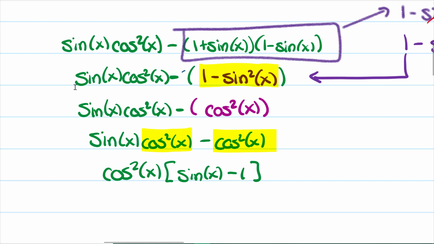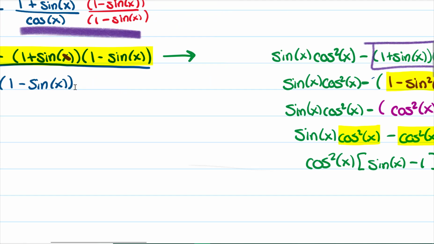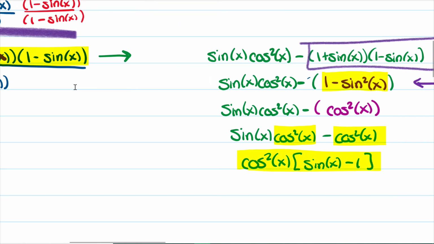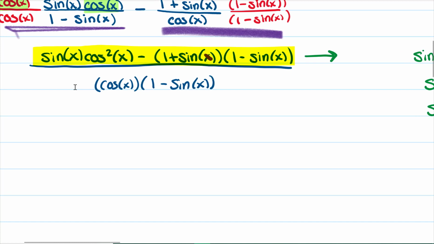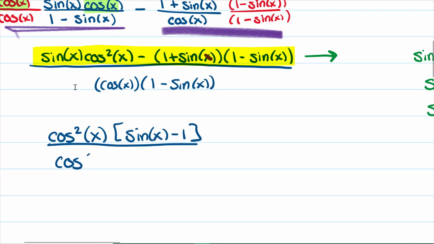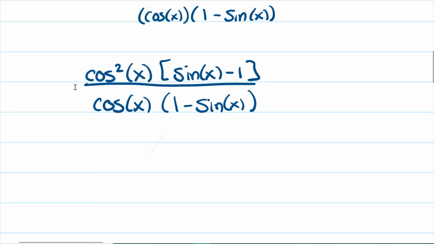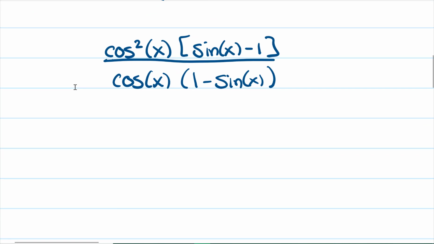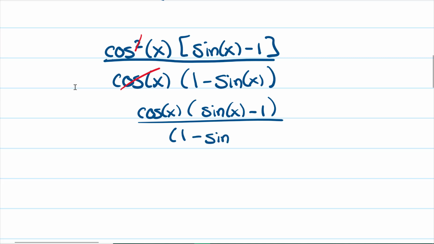So then I'm going to put that back in my original problem. So all of this is taking the place of that numerator. So it becomes cosine squared times sine of x minus 1, all divided by cosine of x times 1 minus sine of x. Now this is already looking much, much better. We can reduce this by canceling one of these cosines. So that's going to give me cosine of x times sine of x minus 1 all over 1 minus sine of x.